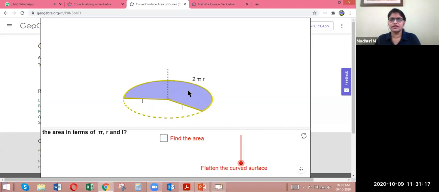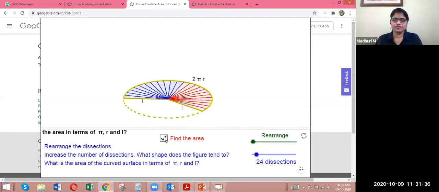So clearly we know the perimeter of the circle is 2 pi r, right? And this part is, of course, a part of the circle. Now how do we find the curved surface area? So this is a small activity.